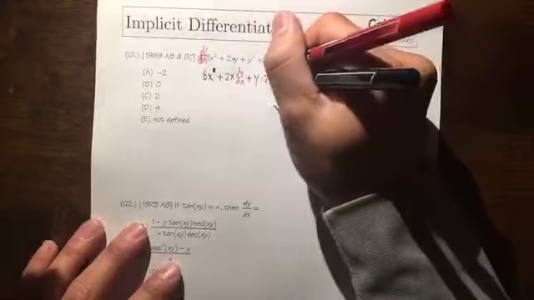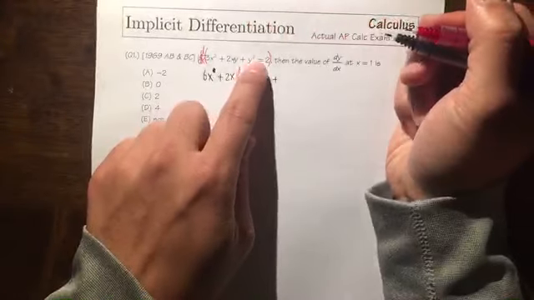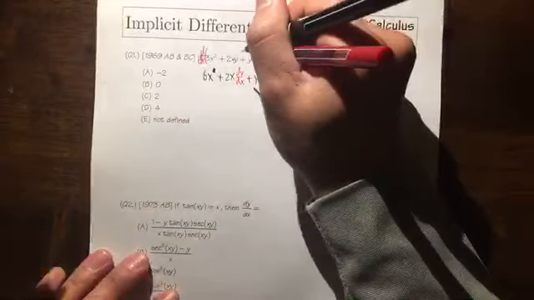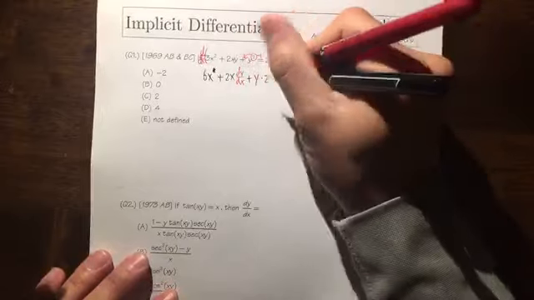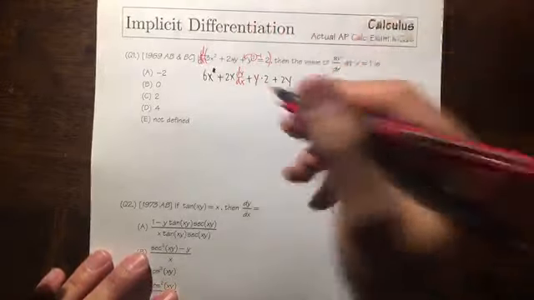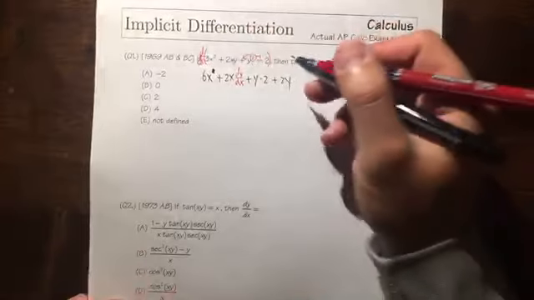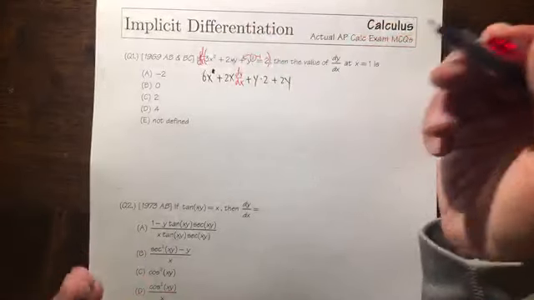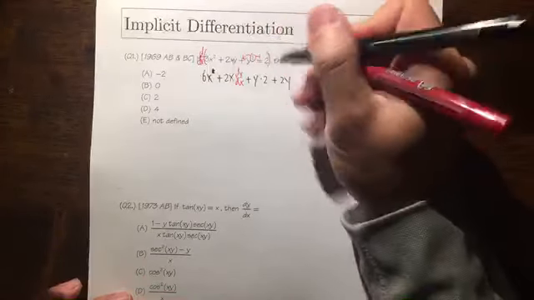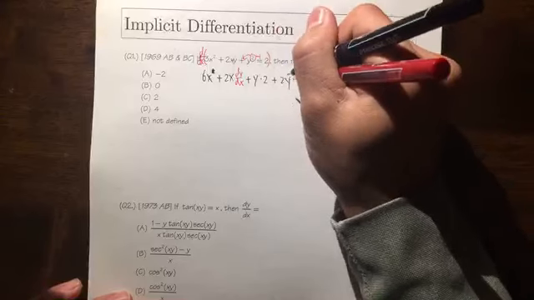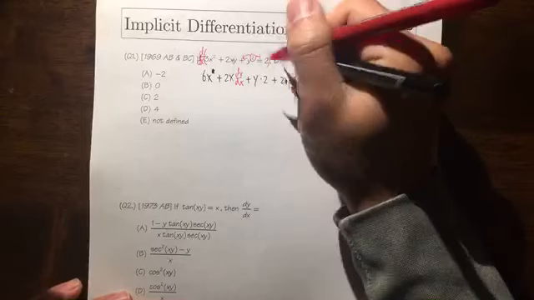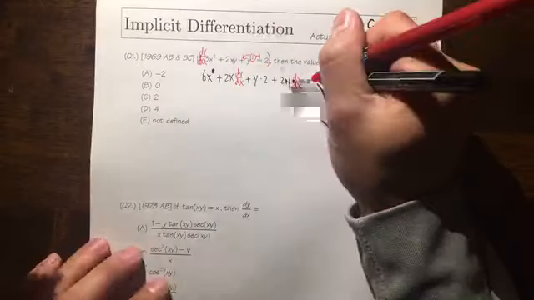Then we add the derivative of y squared. Bring the 2 to the front, minus 1, so we get 2y. But because y is a function of x, we have to use the chain rule, so we multiply by the derivative of y, which is dy/dx. And this is equal to the derivative of 2, which is 0.